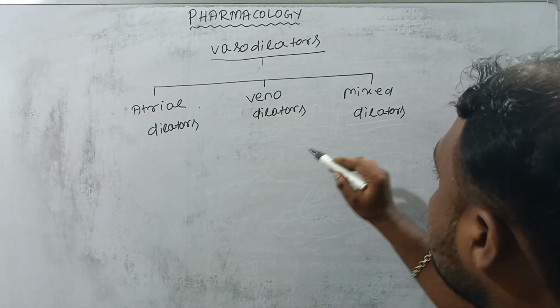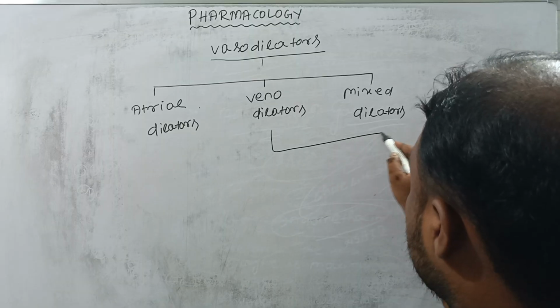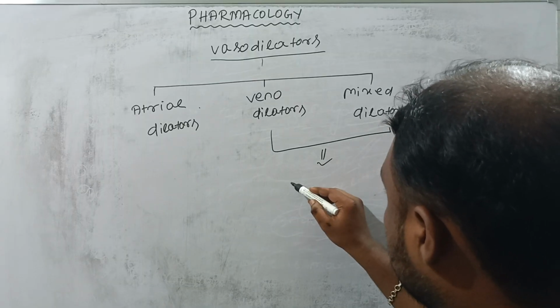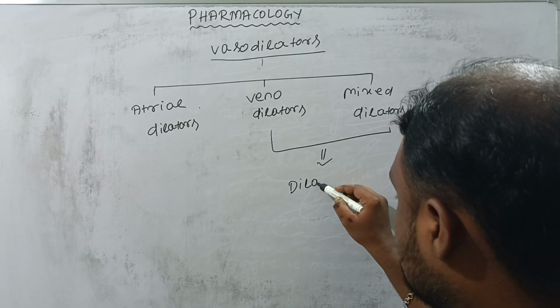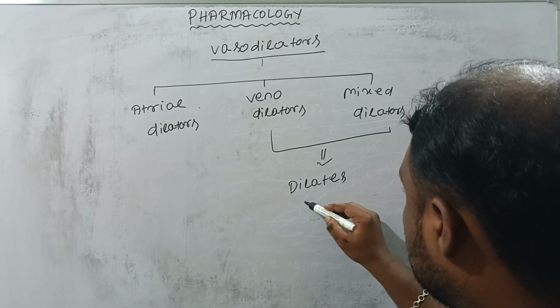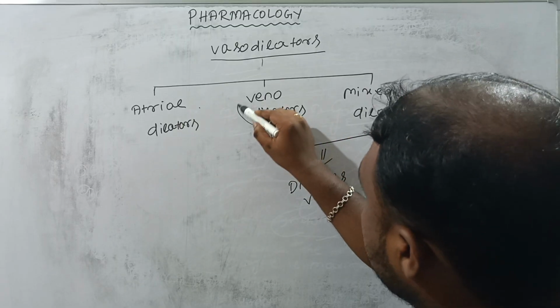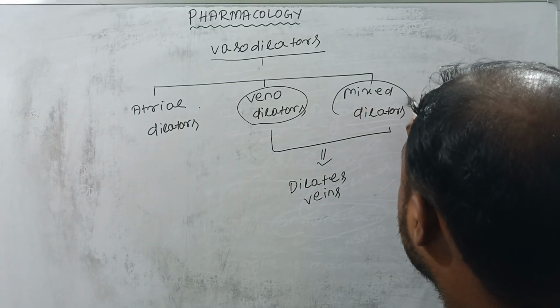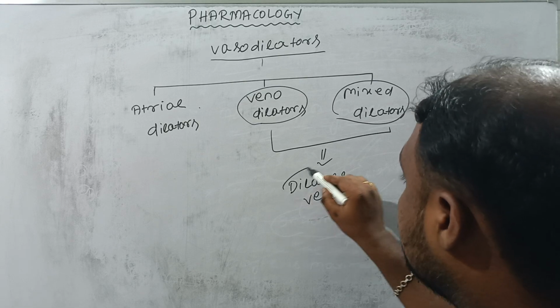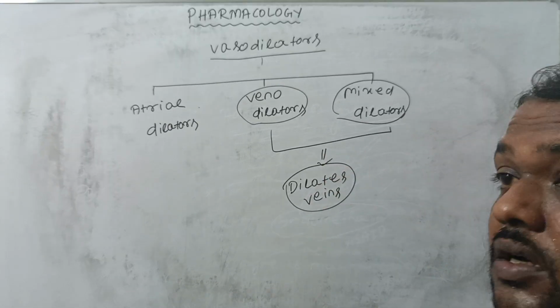So the venodilator and mixed dilator, these two dilate veins. Yeah? The venodilator and the mixed dilator dilate the veins, not arteries.